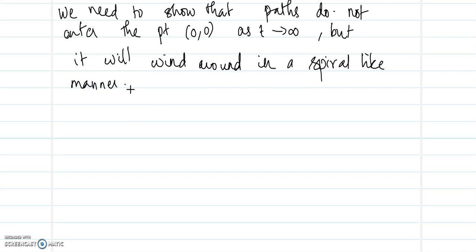Now to prove this result, we will introduce the polar coordinate theta, and we will show that along any path d theta by dt is either positive for all t or negative for all t. So let us take theta equal to tan inverse of y by x.